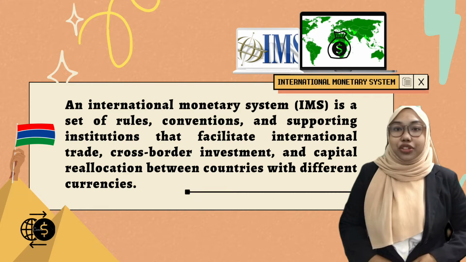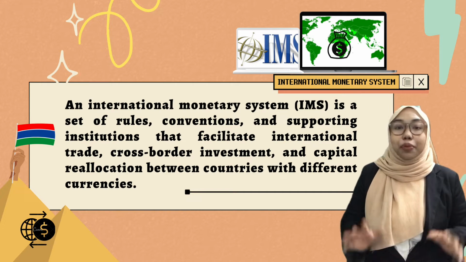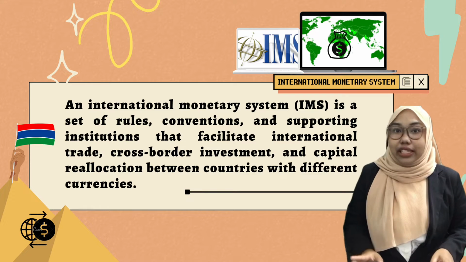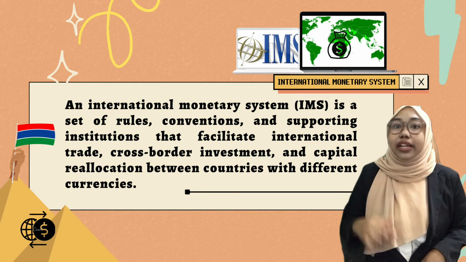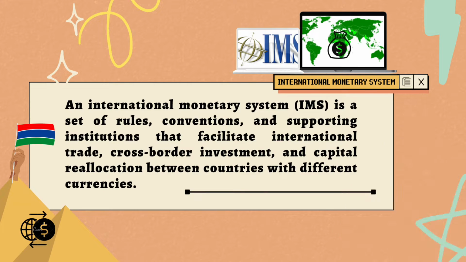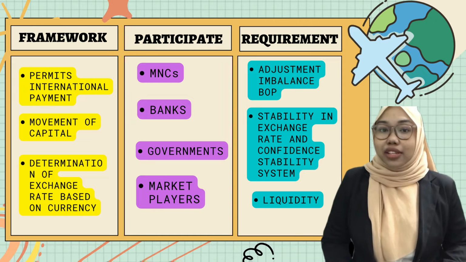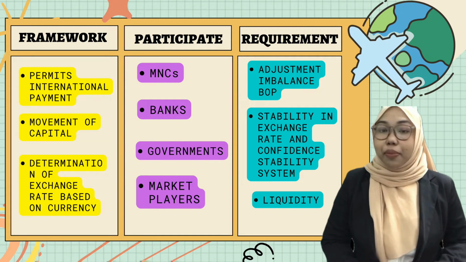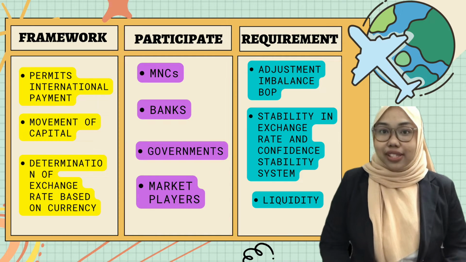An International Monetary System, IMS, is a set of rules, conventions, and supporting institutions that facilitate international trade, cross-border investment, and capital relocation between countries with different currencies. Continuing with the International Monetary System framework: first, it permits international payment, determines the movement of capital, and determines the exchange rate based on currencies.